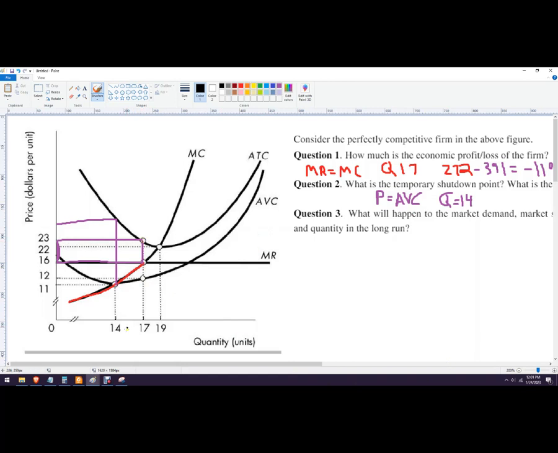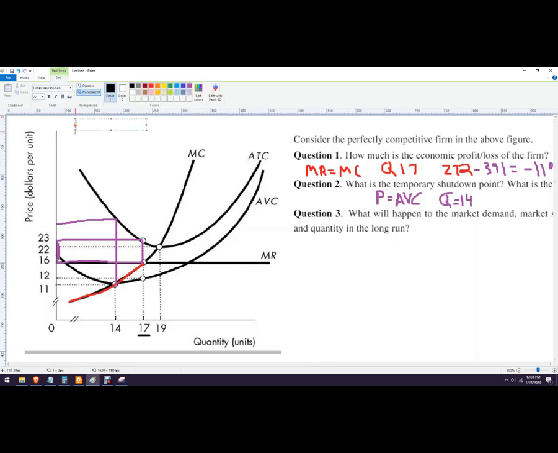So let's do that really quick. We'll use 17 because that's where we got the two numbers that we know. Our average total cost when the quantity is at 17 is 23. Our average variable cost at that quantity is 12. That means our average fixed cost is the difference. So the average fixed cost is 11. And then if I want the fixed cost, I just need to multiply 11 times 17.